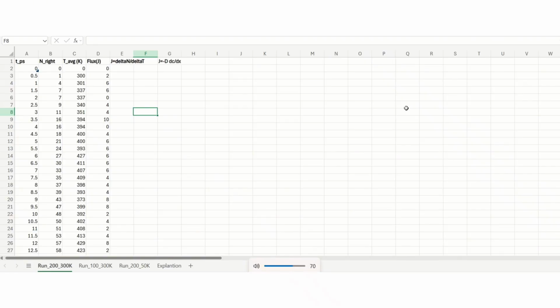All right. Hello, everyone. My name is Jack, and for my part of the project, I focused on the diffusion data that we collected from the diffusion simulation and how it supports the diffusion equations that we were given.